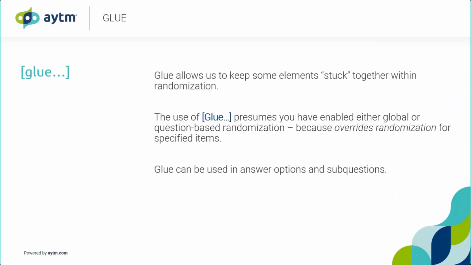Sometimes, even when you need randomization, you might want some answer options or sub-questions to stay together. For example, if you have a list of 6 answer variants in question 2, but want answers 1 through 3 to stick together, use the Glu command and those answers will always be displayed to the respondent together, even with randomization on. Let's see how this works.